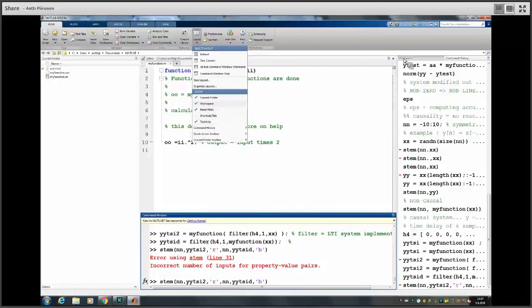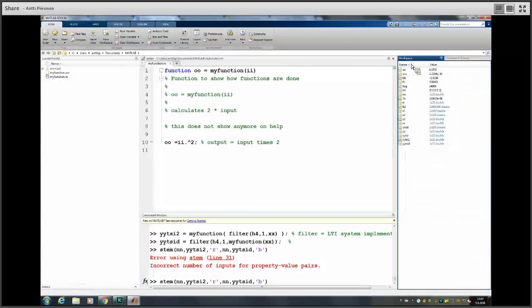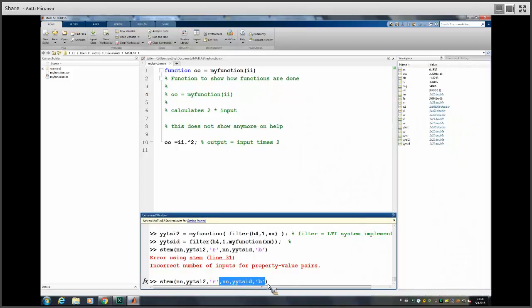Where's my workspace? There. Where's n is 1 times 21. Okay. Stem doesn't work as I want it. It works as it should.